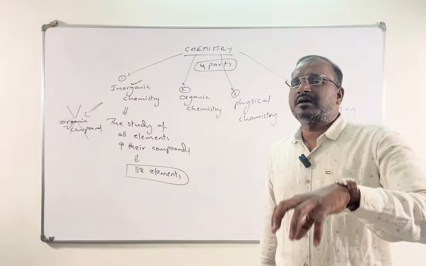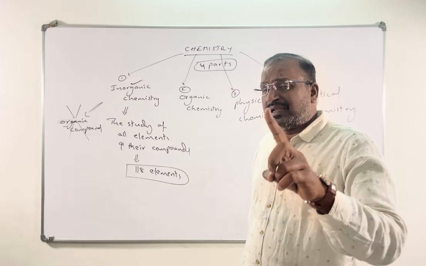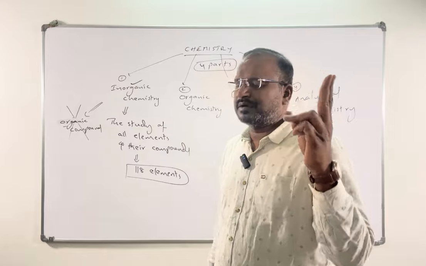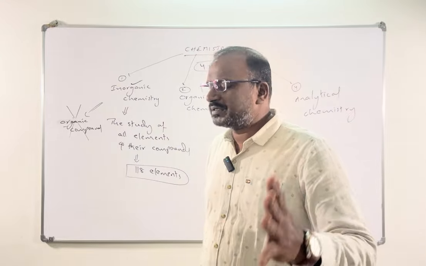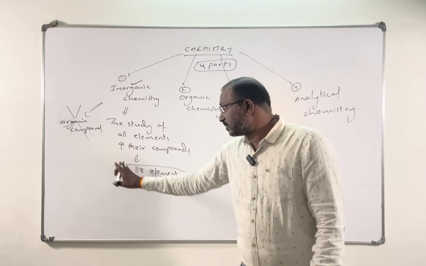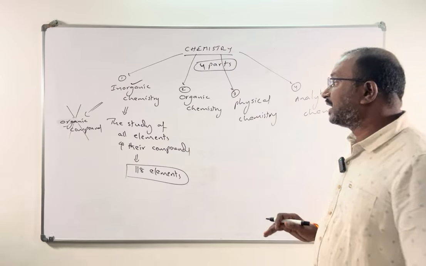So only some carbon compounds we'll discuss: carbon monoxide, allotropes of carbon, carbon dioxide, carbon suboxide, some things, not organic compounds. So those 118 elements and their compounds we'll discuss in inorganic chemistry.